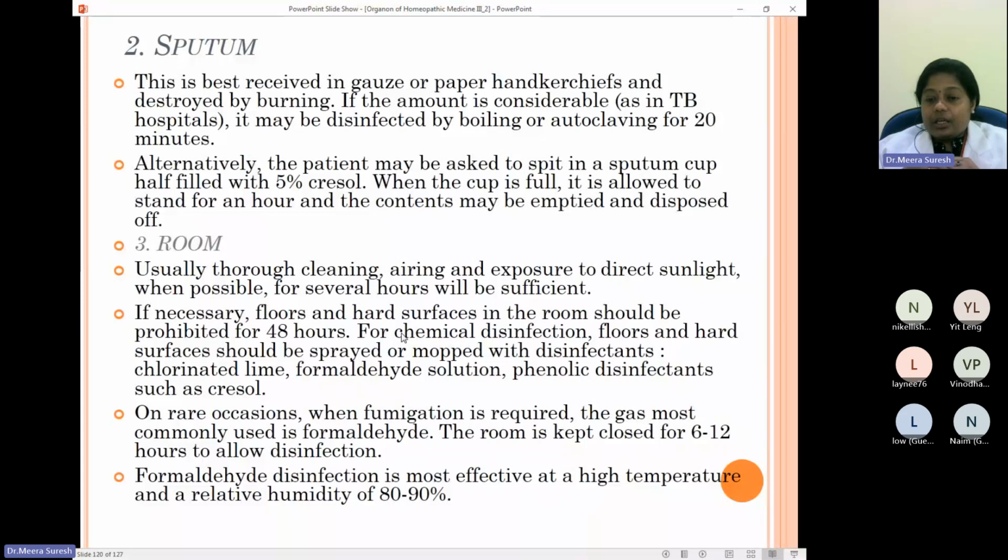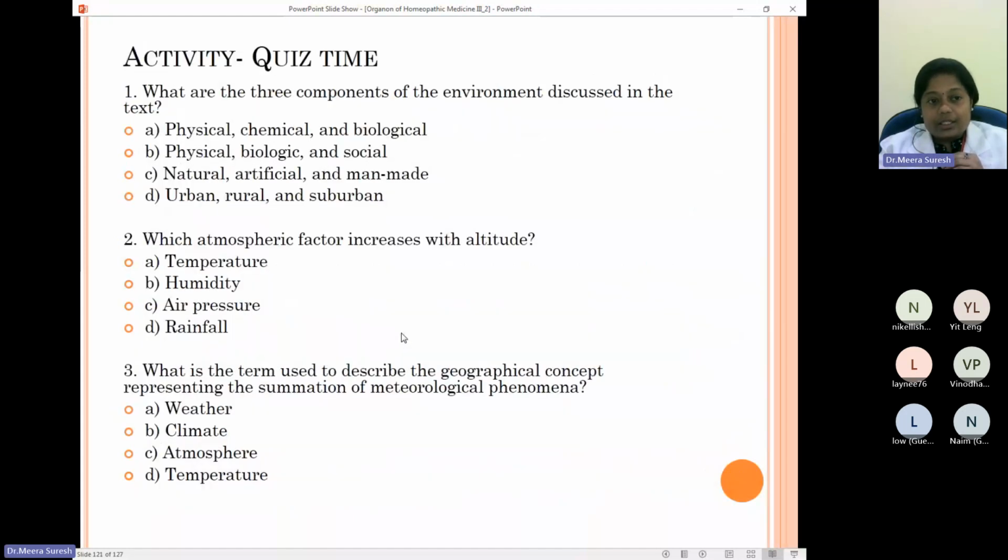For chemical disinfection, floors and hard surfaces may be sprayed or mopped with disinfectants such as chlorinated lime, formaldehyde solution, and phenolic disinfectants like cresol. On rare occasions, we can use fumigation. The gas most commonly used is formaldehyde. The room is kept closed for 6 to 12 hours to allow disinfection. Formaldehyde disinfection is most effective at high temperature and a relative humidity of 80 to 90%. So that is disinfection, the process, the many disinfectants.